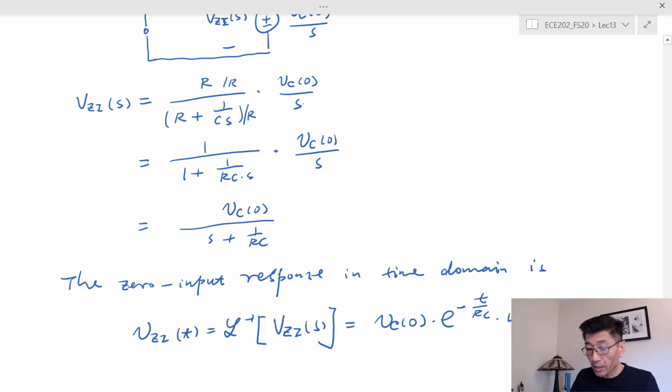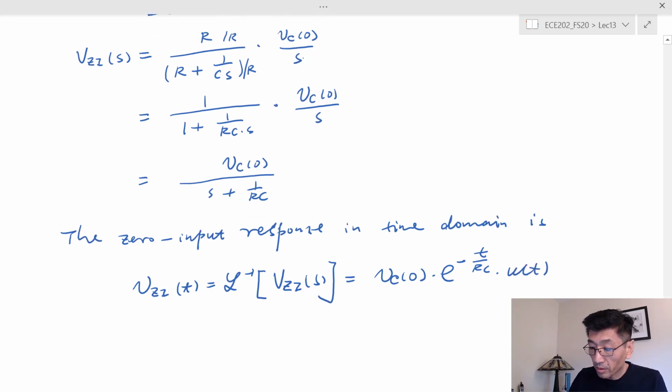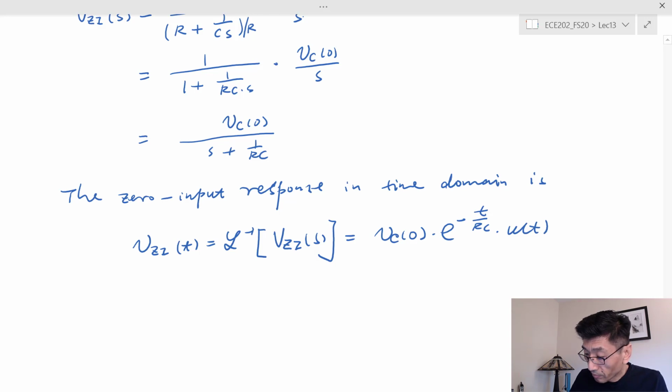And so in this case, the voltage at t equal to 0 is equal to the initial condition V sub C0, right? And at t equal to infinity, this term will become 0. So without the input, this will decay to 0 exponentially. So that's the zero input response.